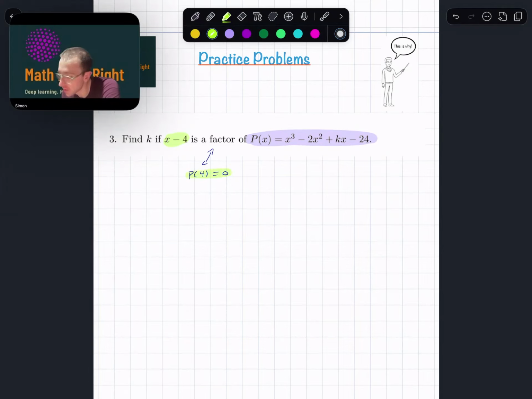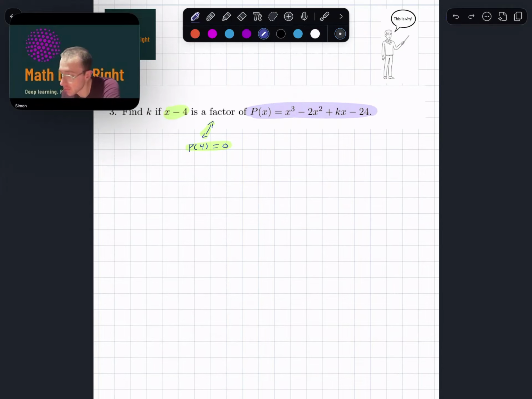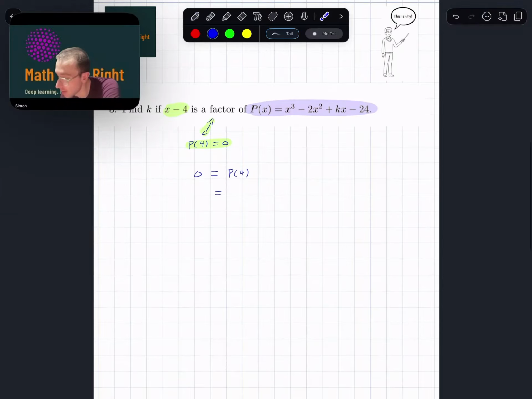So what we have to do, this is according to the factor theorem, this is a factor theorem practice problem. So what we have to do is set 0 equal to p of 4, which is of course what we get when we plug in 4 to this polynomial. So we plug in 4 cubed minus 2 times 4 squared plus k times 4, or 4k, and then minus 24.